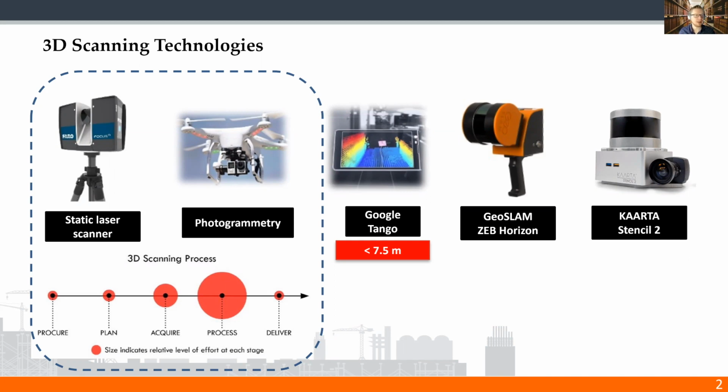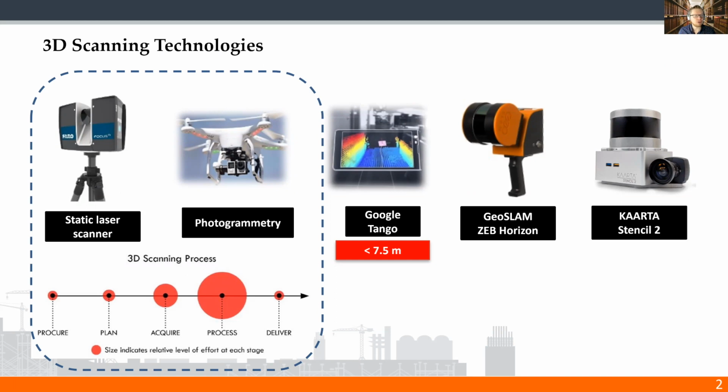Then we have photogrammetry approaches, where you take a bunch of photos of an object from different points of view. You can attach a camera to a drone, for example, and take a lot of pictures. Then you transfer the images to your computer and use special software like Bentley ContextCapture, for example, to reconstruct the object in 3D.